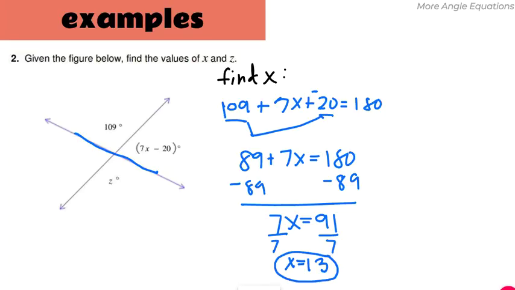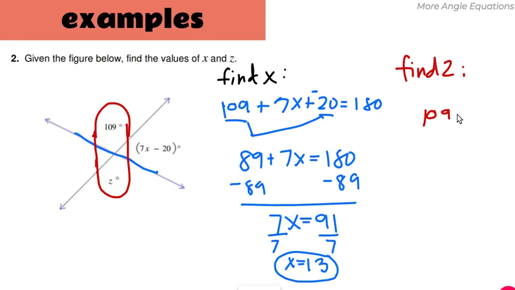Now for z, I mean, I could figure this angle out and do the supplementary here, but that's a lot of work. That's crazy when, if I literally look at the vertical angles, 109 equals z. It's as easy as that. Definitely don't overcomplicate. Okay. Not bad.